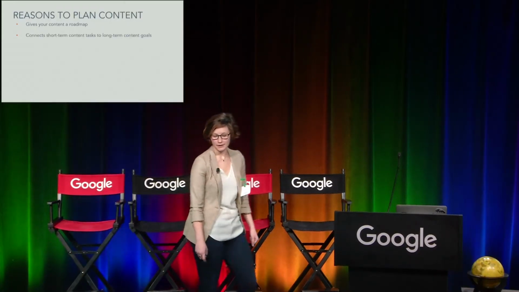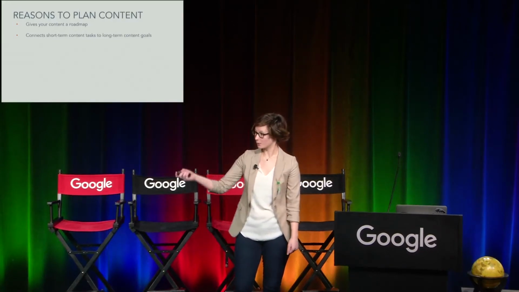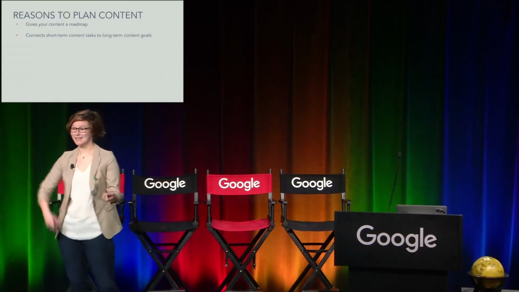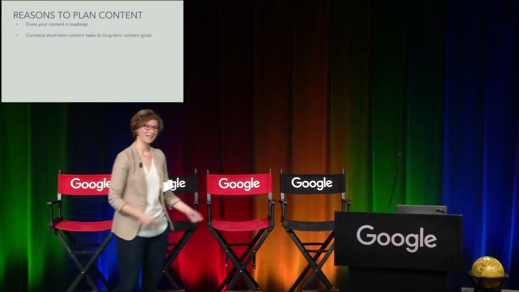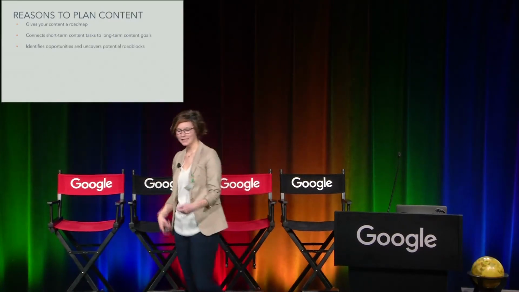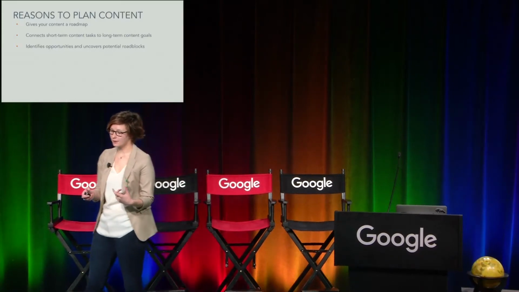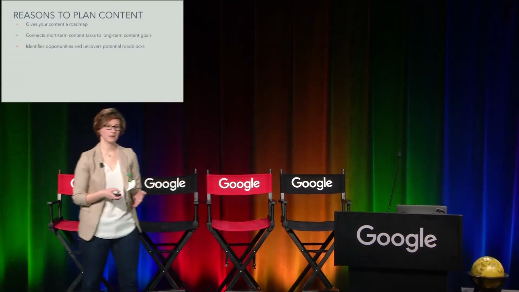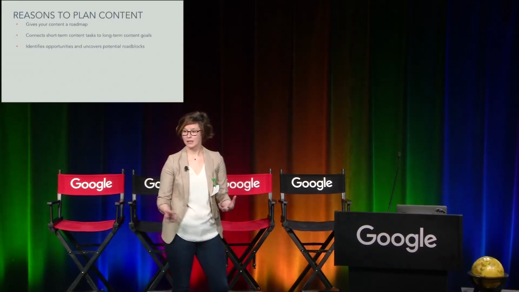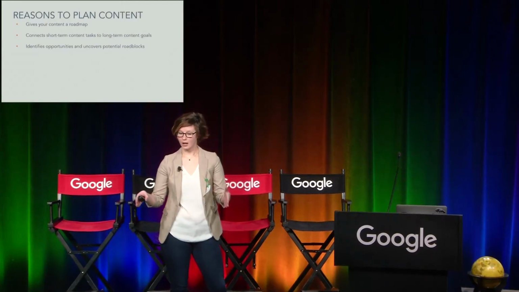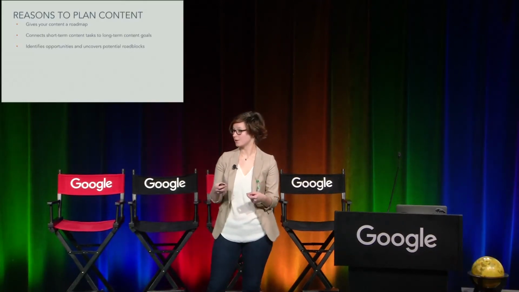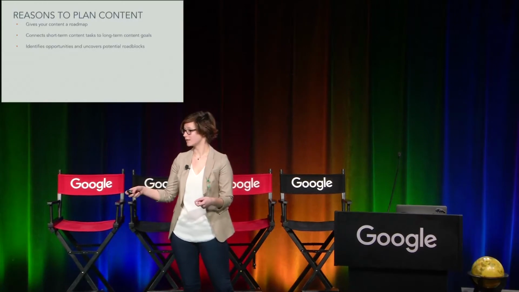The second is that it connects short-term content towards your long-term goals. It makes a difference if that tweet is related to your long-term goal, that blog post, any other types of content. It also helps you identify potential opportunities and uncovers potential roadblocks, right? Because different types of content are going to require different amounts of time, different types of resources. So as you start to plan out content in the long term, you can start to really allocate the time and resources you need to really execute each of these content types well.